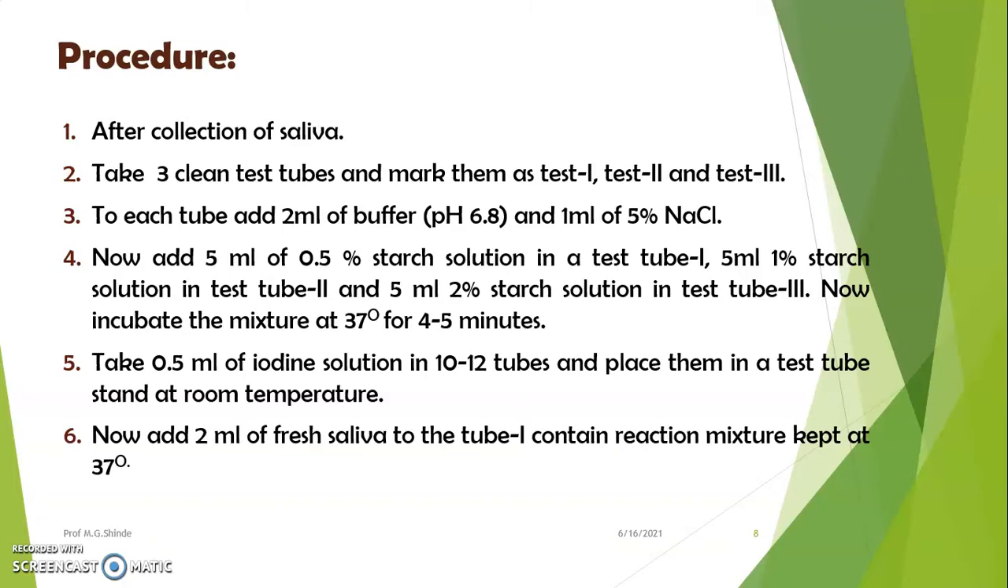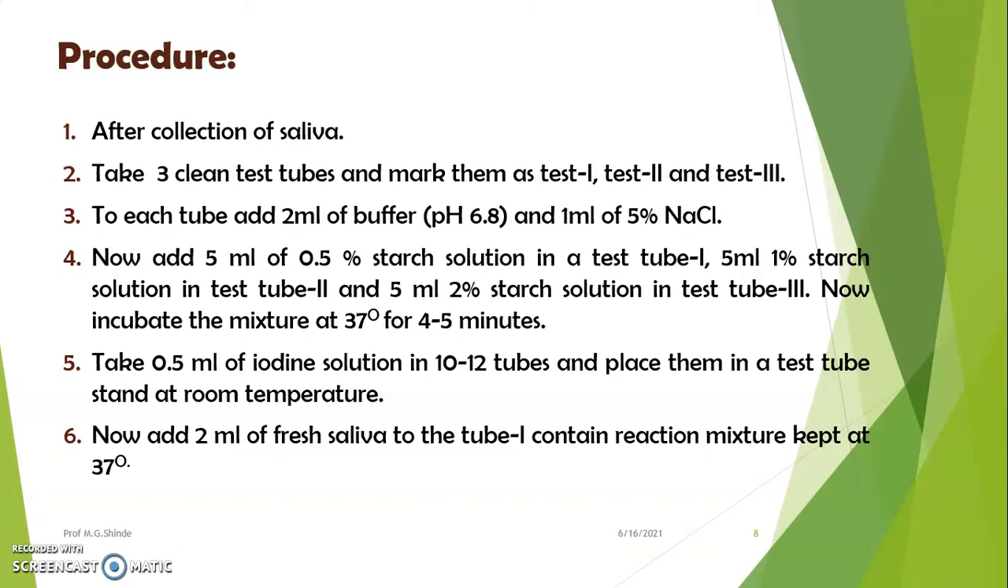test 2 and test 3. To each tube we first add 2 ml of buffer pH 6.8, followed by 1 ml of 5% sodium chloride. Now we have to add 5 ml of 0.5% starch solution in test tube 1. In test tube 2 we add 5 ml of 1% starch solution, and in test tube 3 we add 5 ml of 2% starch solution, and incubate all these mixtures at 37 degrees for 4 to 5 minutes.